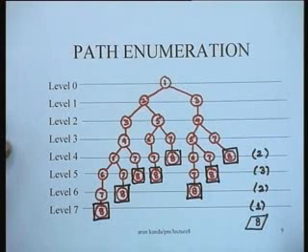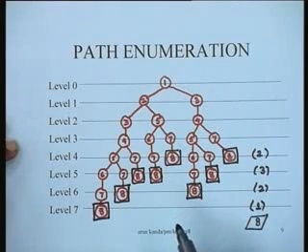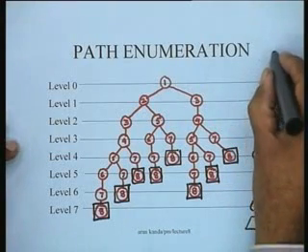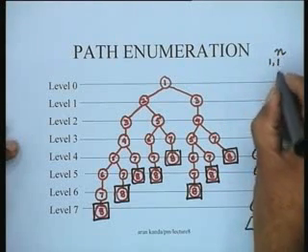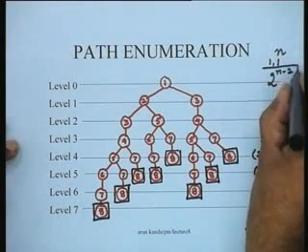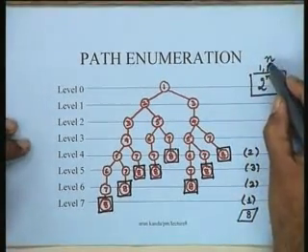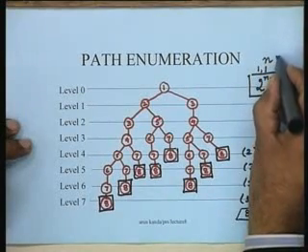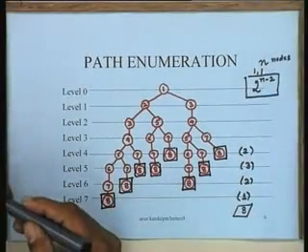The major difficulty with this approach is that it's time consuming, and moreover the number of paths in a project network can be very large. For instance, if you have a network with n nodes with a single source and a single sink, the upper bound on the number of paths is 2 raised to the power n minus 2. This is the upper bound on the number of paths that can be there in a network which has n nodes with a single source and a single sink. And this number can be very, very large.